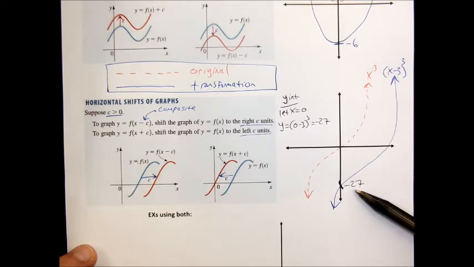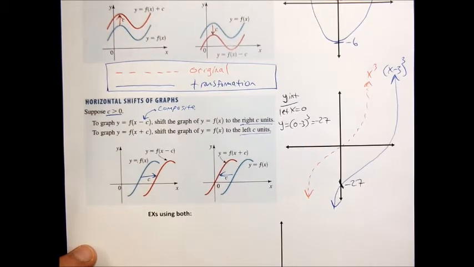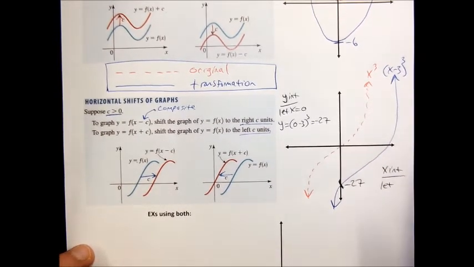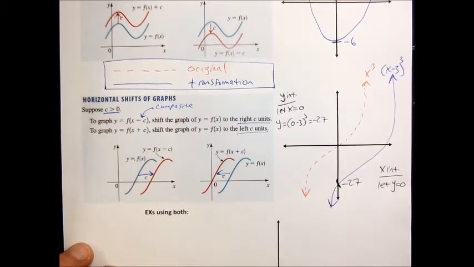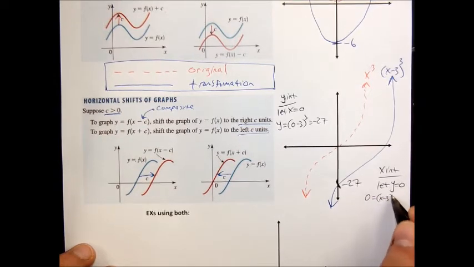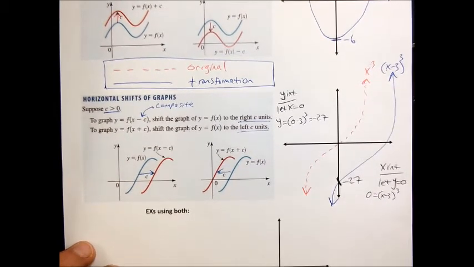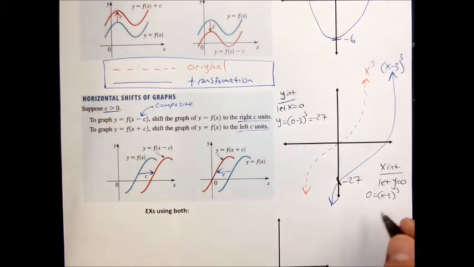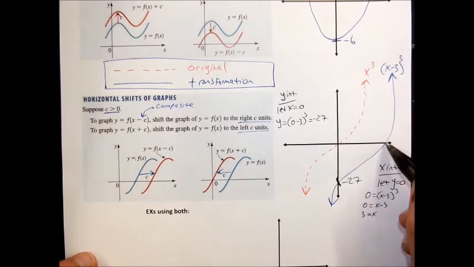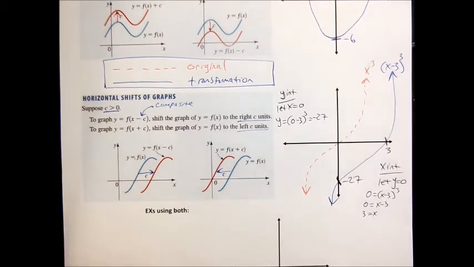And then we do the opposite for the x-intercept, right? If you want to know the x-intercept, you plug in y equals 0. And so if we plug in y equals 0, we get 0 equals x minus 3 cubed. And so that means x minus 3 has to be 0, and so x is 3. So this new x-intercept is 3. So I've got my shape correctly, I have shifted it correctly, and I have my intercepts. So those 3 things.